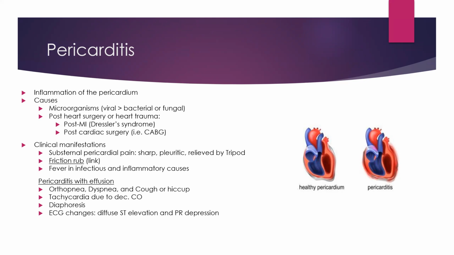In addition to the first clinical manifestations, we'll also see more orthopnea, more dyspnea. We'll see some coughing and some constant hiccuping from that irritation of the nerves there. Tachycardia due to decreased cardiac output. We can see diaphoresis, and we will see EKG changes. On the EKG, there will be multiple leads that have ST elevation, and also PR segment depression. So we think, oh my goodness, is this an MI?